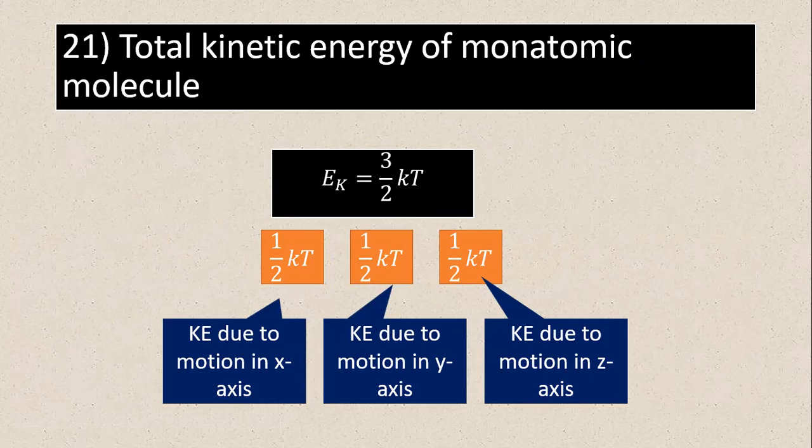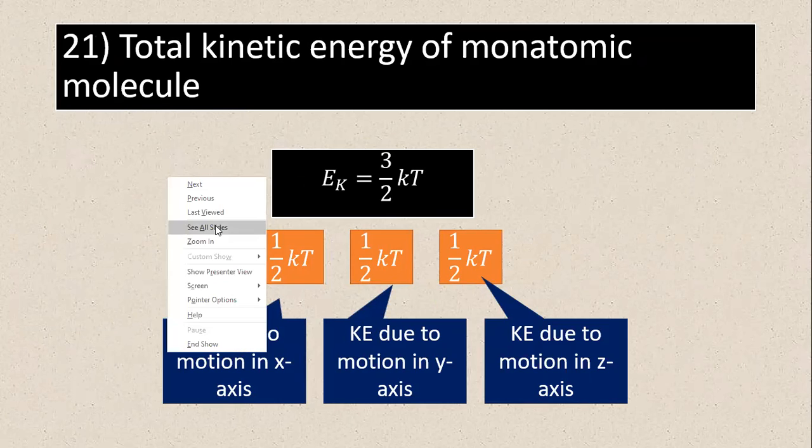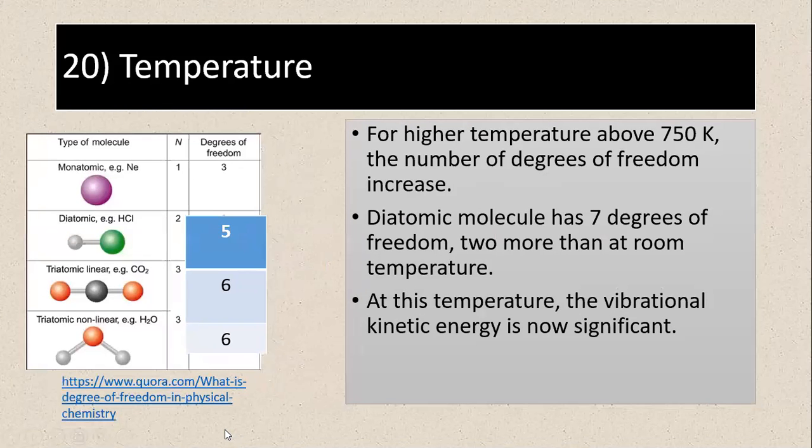Previous slide, another one. For higher temperature, diatomic gets 7, 2 more than that. But for diatomic they put 5 there. Diatomic we haven't calculated for you. We have gone over diatomic being 5. Only polyatomic is 6.